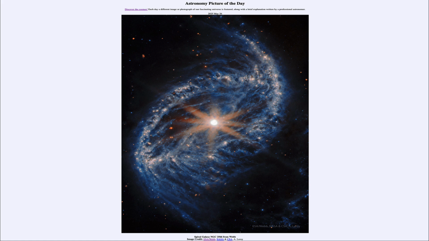So that was our picture of the day for May 26th of 2025. It was titled Spiral Galaxy NGC 2566 from Webb.